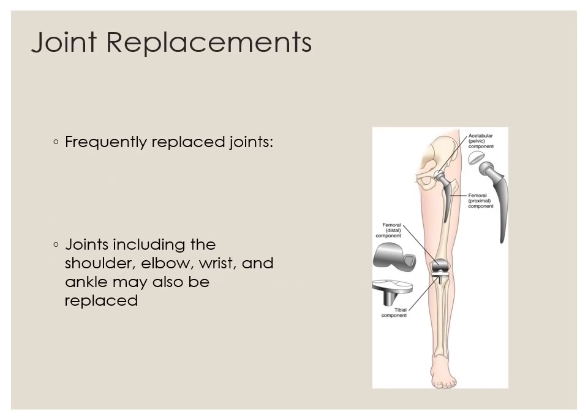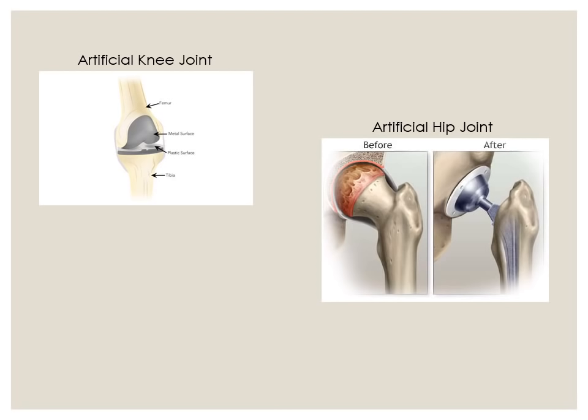Some of the most commonly replaced joints include the hip, knee, and fingers, but we can also do replacements on shoulders, elbows, wrists, ankles, all of those things. As you can see here to the right, this is what it looks like when they're replacing a joint. You can see the hip joint, you can see the knee. And here's just another view of that knee replacement and that hip replacement.